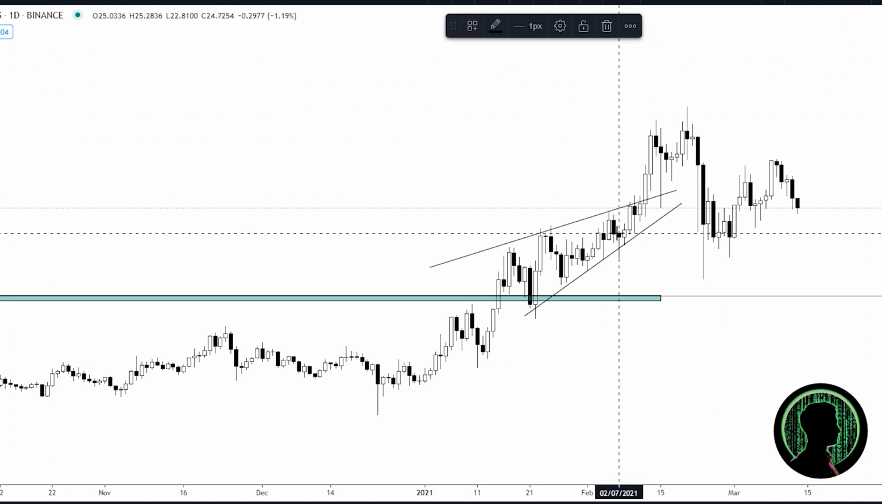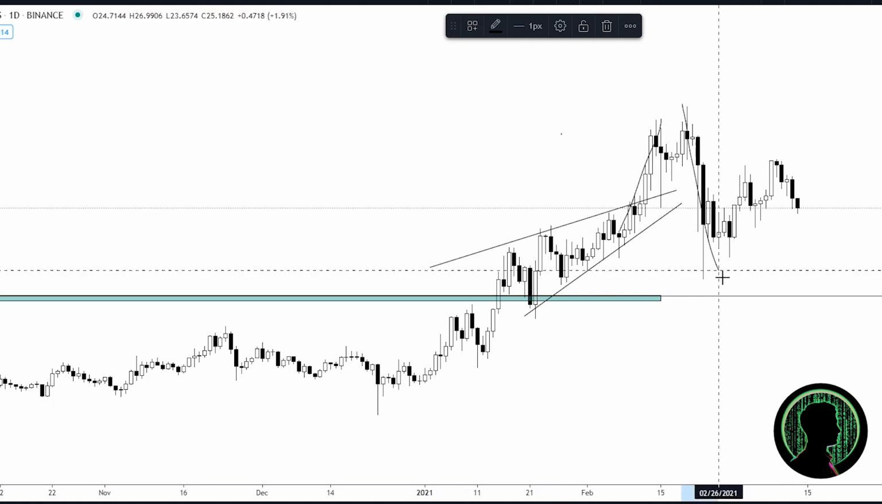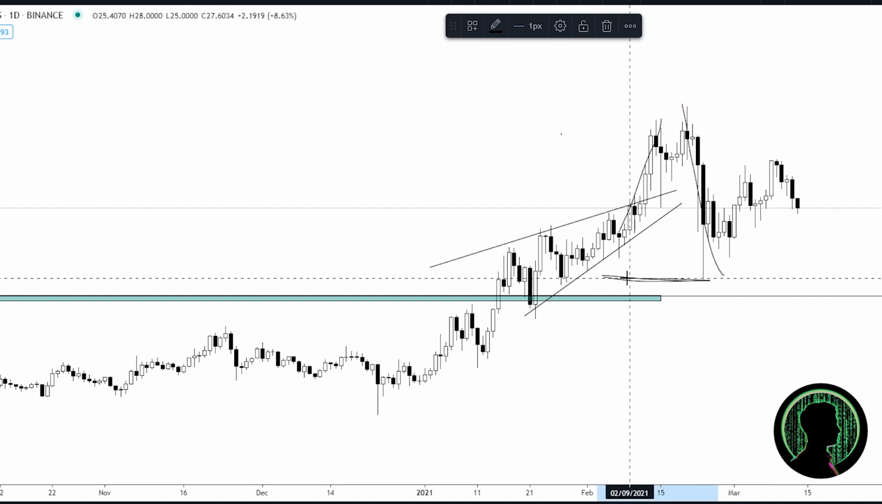Did it happen? Yeah, momentarily. But even the strength itself was pretty weak, right? Instantly sold into, if not for more. So it went actually below this consolidation area. So yeah.